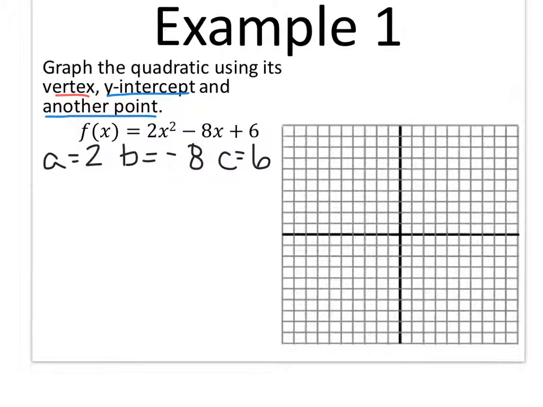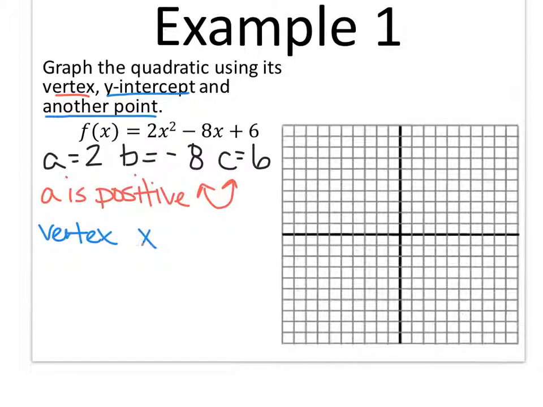So step 1 is label a, b, and c. Step 2 is I'm going to know here that since a is a positive 2, that tells me that my graph is going to open up. Next is finding our vertex. So remember, I'm going to use that equation, x equals the opposite of b all over 2a. Since b is negative 8, I'm going to put the opposite of negative 8 in there, which is positive 8, all over 2 times a, which is also 2.